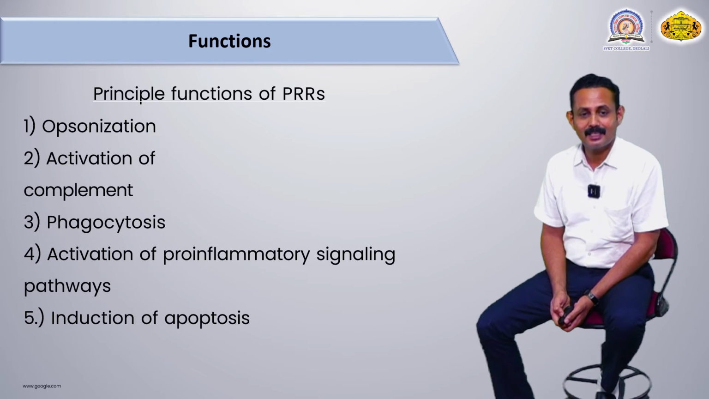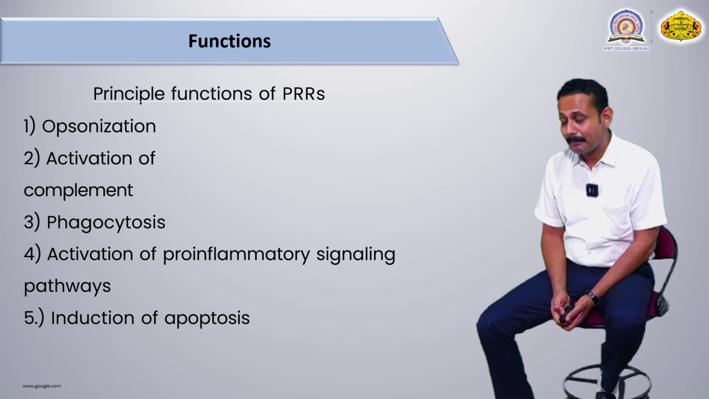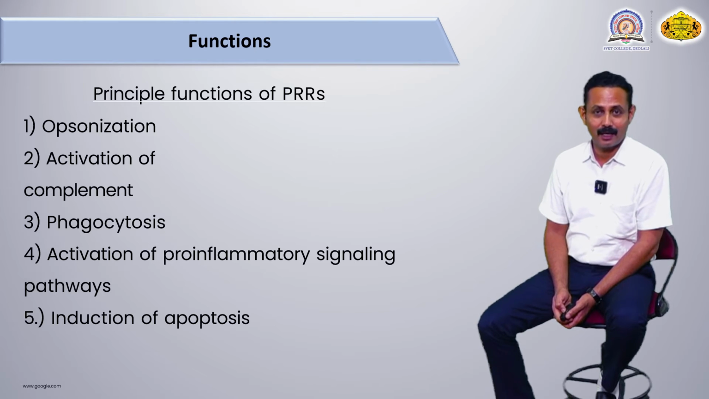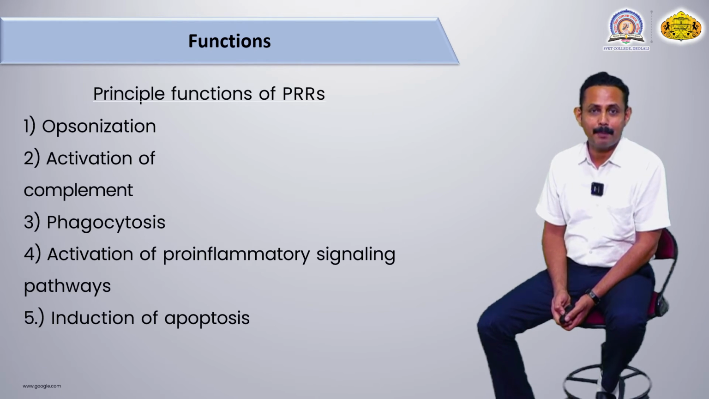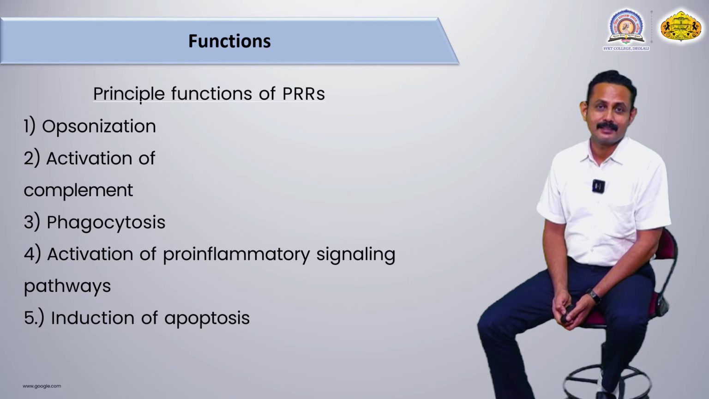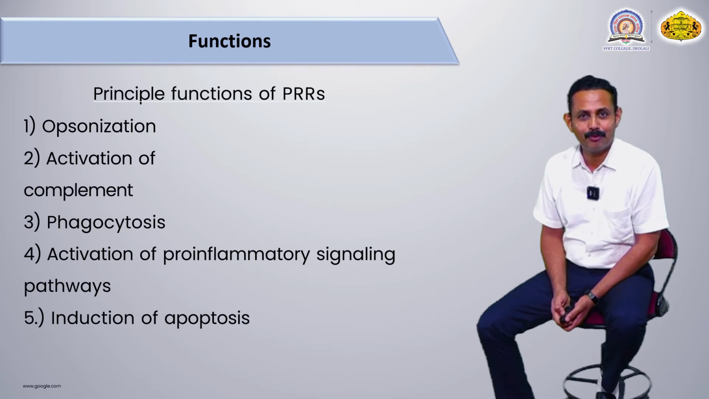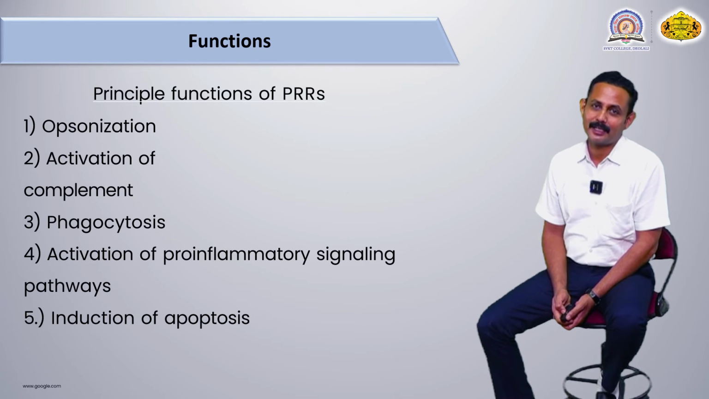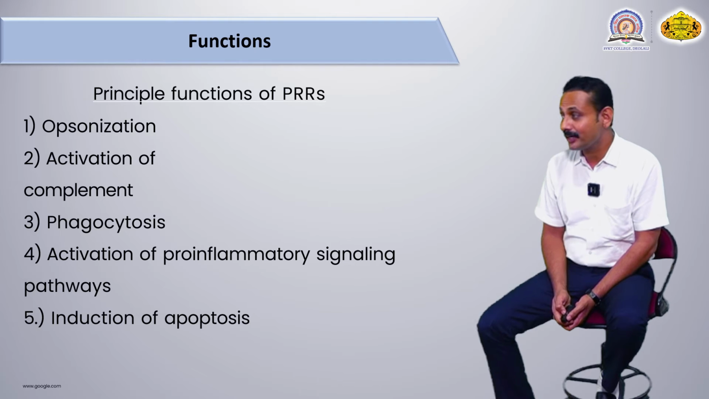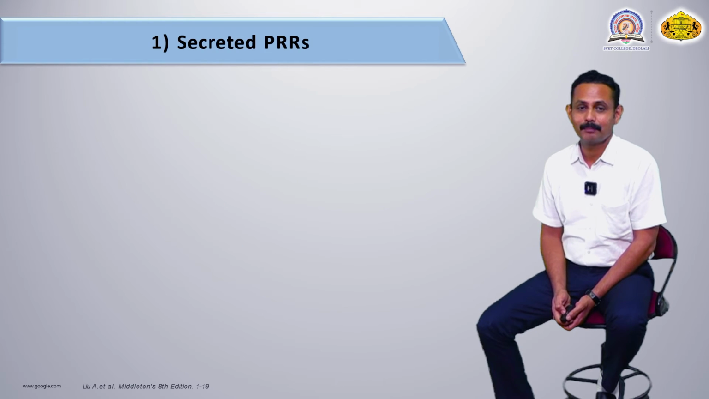And PRRs also induce one of the important mechanisms in our body, called apoptosis, which is a self-destruction of that antigenic cell or the abnormal cell of the body, like a cancerous cell. So due to that, no further harmful action of the cell continues. So these are the functions of these pattern recognition proteins.